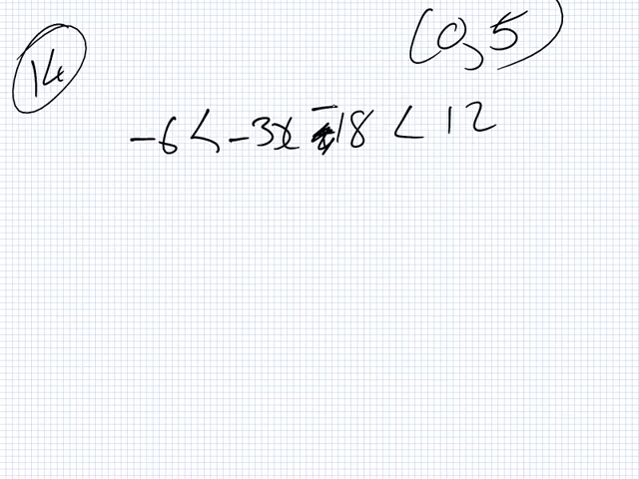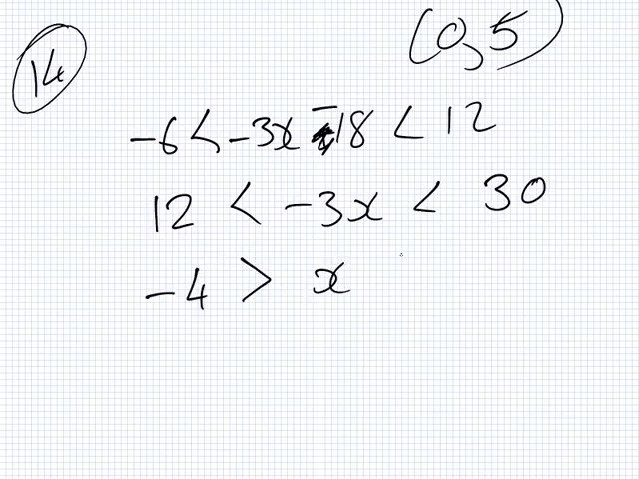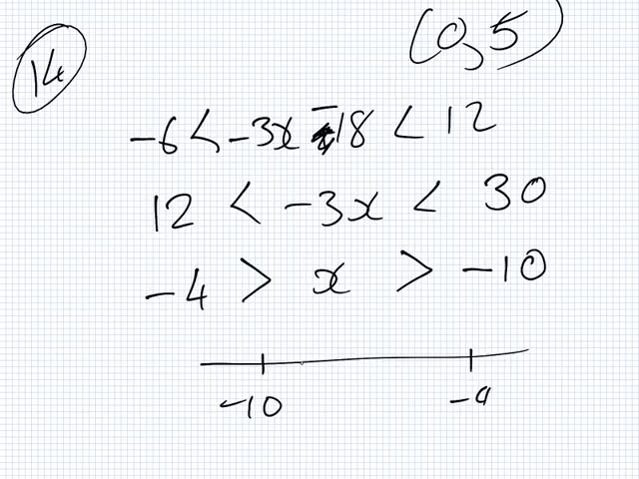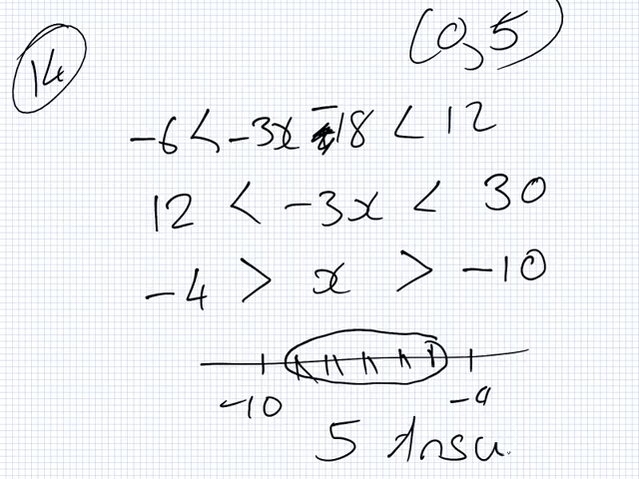So I should add 18 to everything. So that would be 12, and then that is 30. Then I shall divide by minus 3. So that's minus 4 greater than x greater than minus 10. So you're looking at from minus 10 to minus 4. So that's 9, 8, 7, 6, 5. These are all the answers. There are 1, 2, 3, 4, 5 answers. So 5 is the answer.